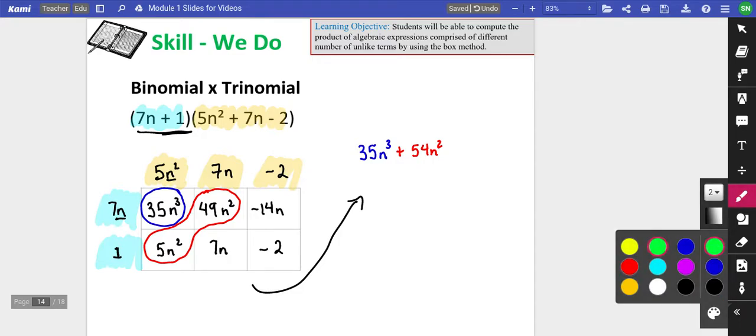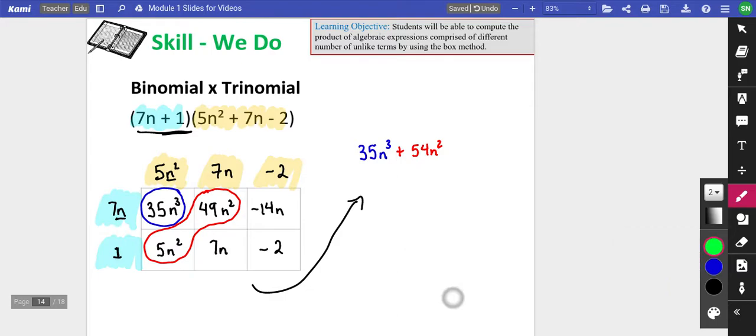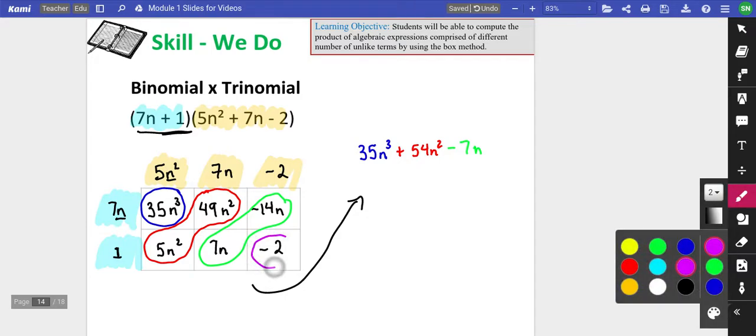Then we have to look at the one with the letter and no exponent. Negative 14 and 7 is negative 7n. And last but not least, we have the constant, which is negative 2. And this would be the answer.